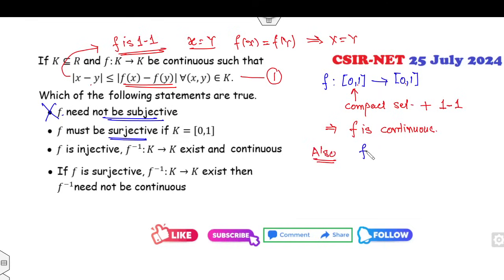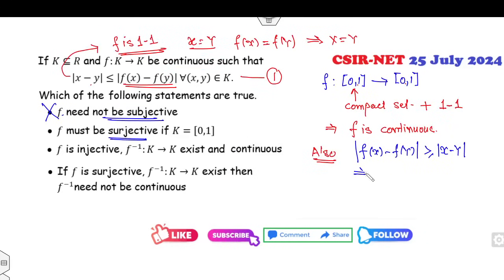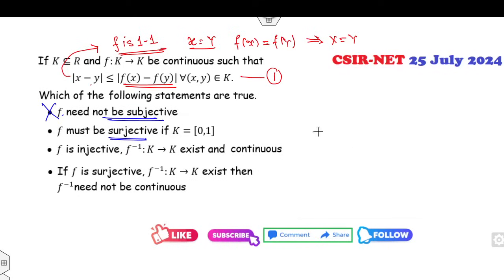Also, now you can see what is given in the statement. What comes to your mind when you look at it? If you remember my uniform continuity lecture, this will give you f dash is greater than or equal to 1. That means f is monotonically increasing. Now f is one-one, continuous on a compact set, and monotonically increasing. So what can you say? That means f of 0 is less than f of x is less than f of 1, because f is monotonic.